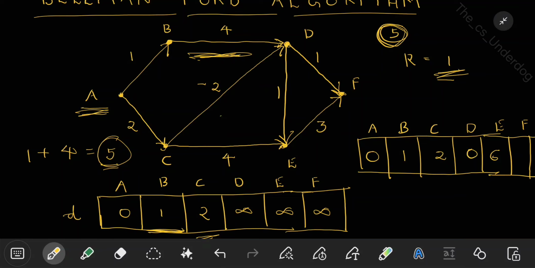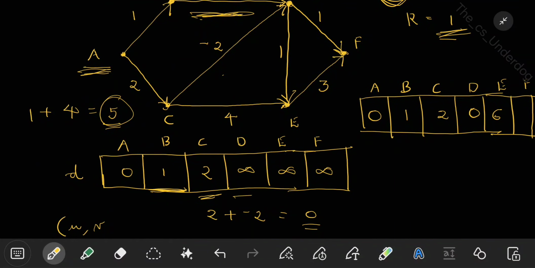Next relaxation is on edge DE. If I relax this, what happens? Distance to D is infinity, so there is no point in relaxing. E will have its existing value itself, that is 6. Next, again EF, again no point because E is already infinity, so you are not going to get anything new by relaxing. I'll put infinity only here.